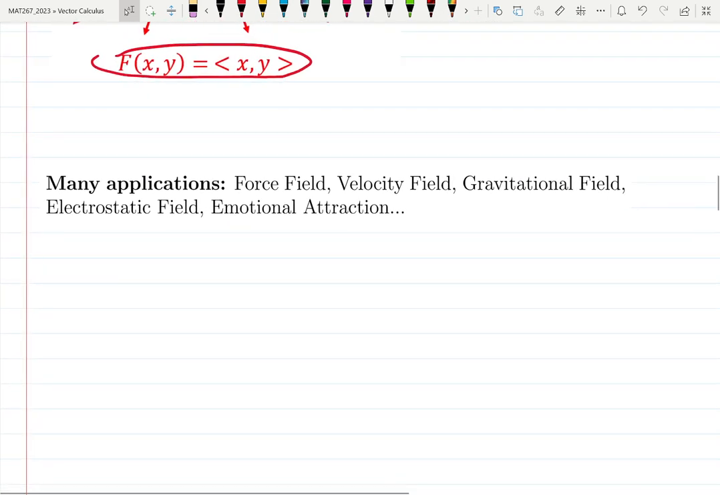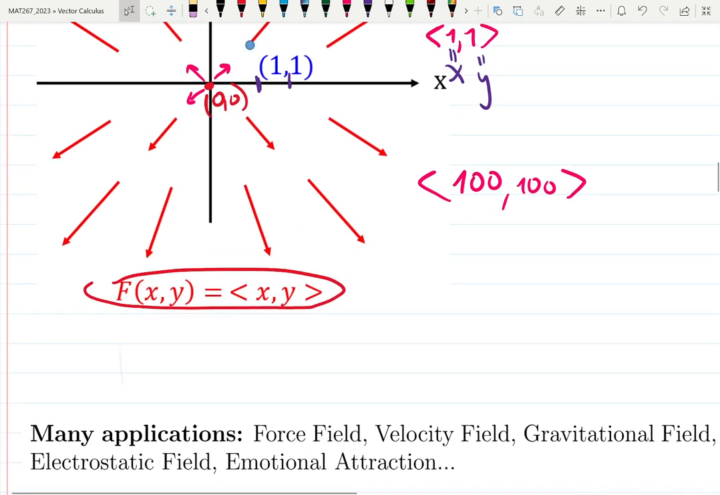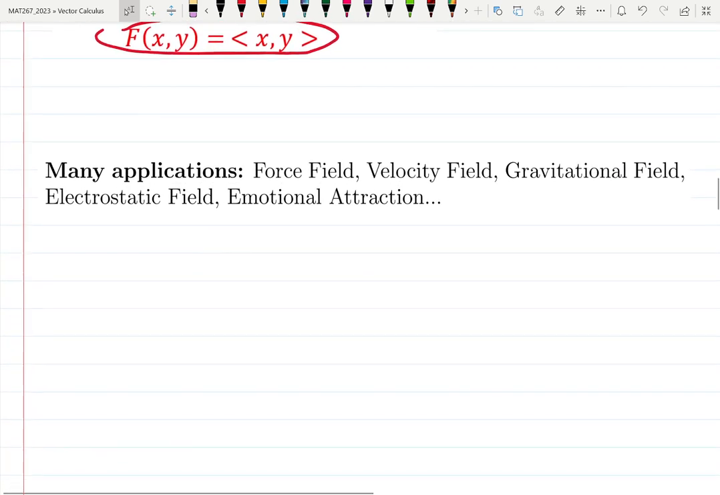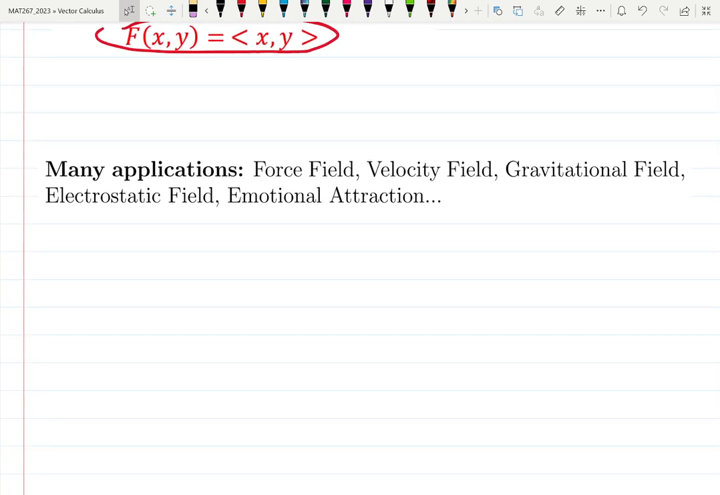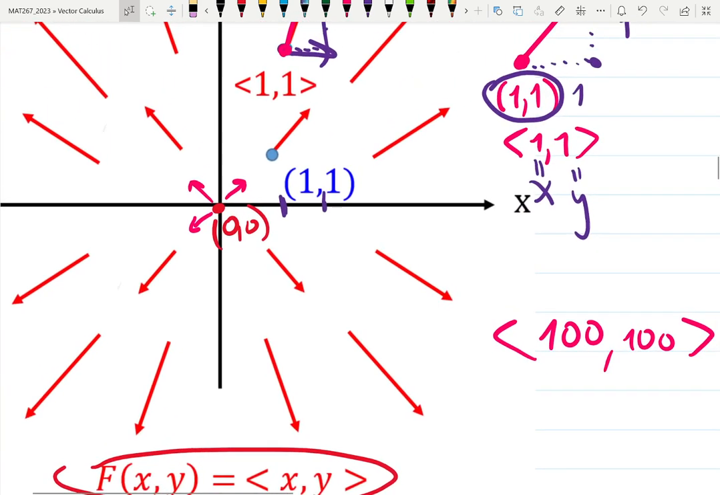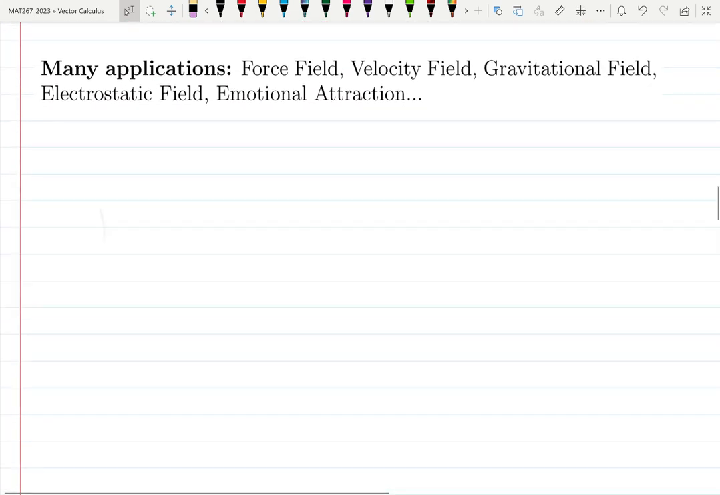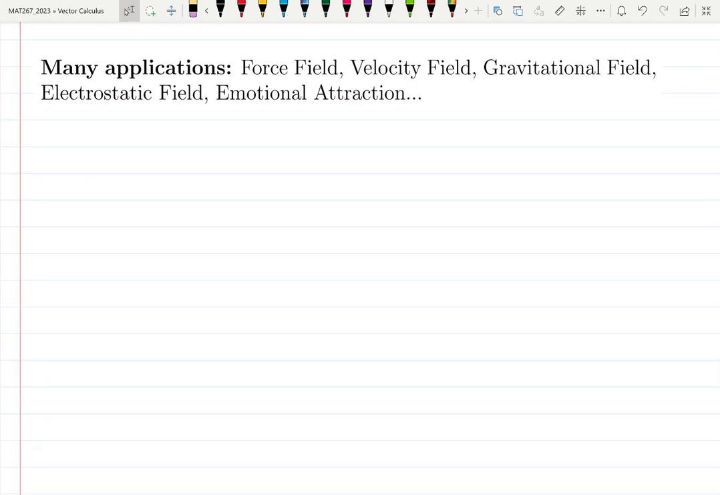Many applications. Force fields, that actually can be called a force field. It's forcing you to go away. Velocity fields, gravitational fields, electrostatic fields, emotional attraction. Yeah, sure, I guess. Like, the farther you're away, the more you're attracted. I don't know. Or, whatever. Yes.